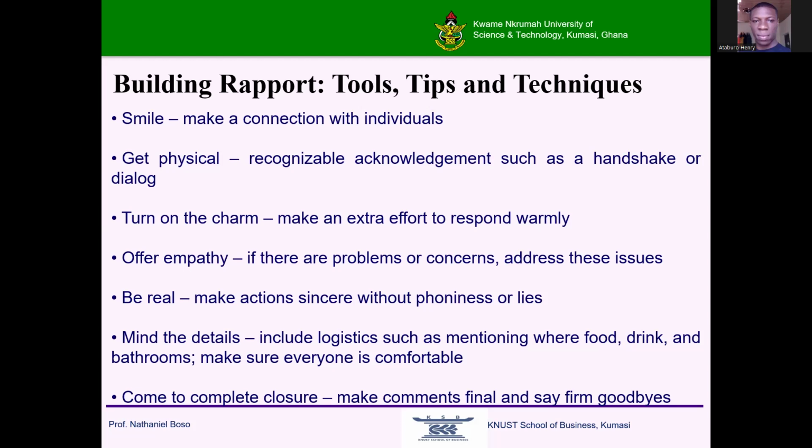So when you have closed, make sure you do the necessary human things, making a final statement to appreciate their effort, their time, their energy, and then a firm goodbye, just as you would want from other people. So these are some of the techniques you should be mindful of when you are organizing a focus group. It might even apply to an in-depth interview, even if it's one person, okay?